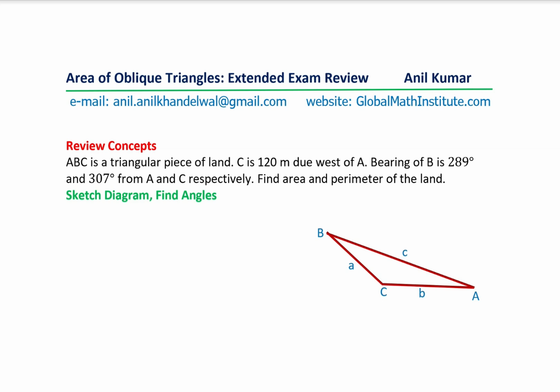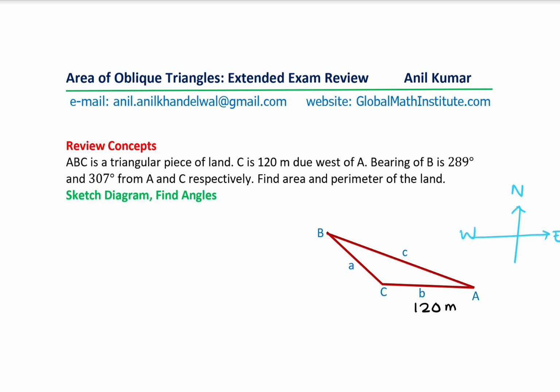So again, the question is here. You have a triangle ABC where C is west. So always we have to consider north, that is the north for us, and C is west. This is east, and clearly that is west. 120 meters, so let me write down 120 meters as the distance between A and C. Bearing of angle B is 289. Now let us see how to calculate the bearing angles.